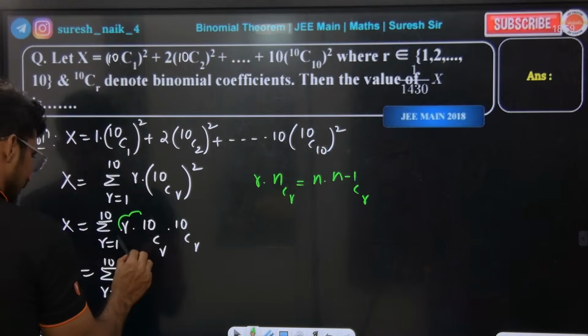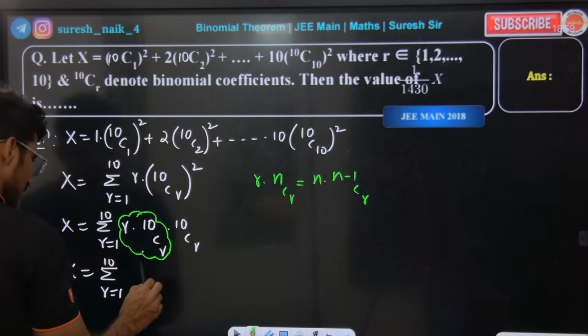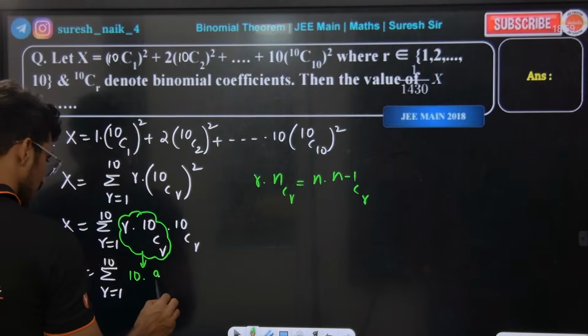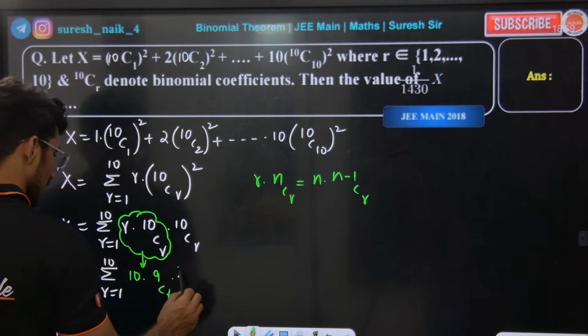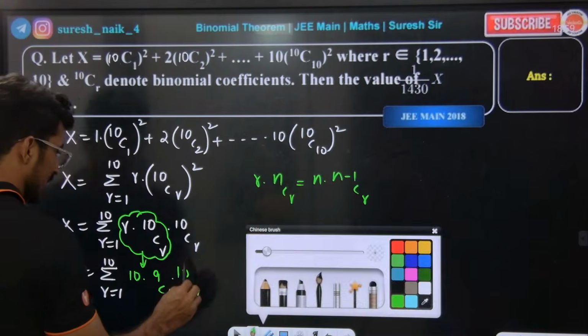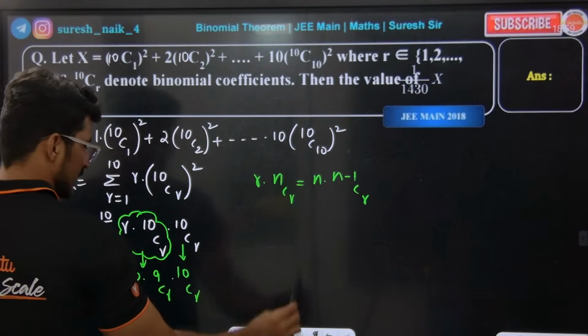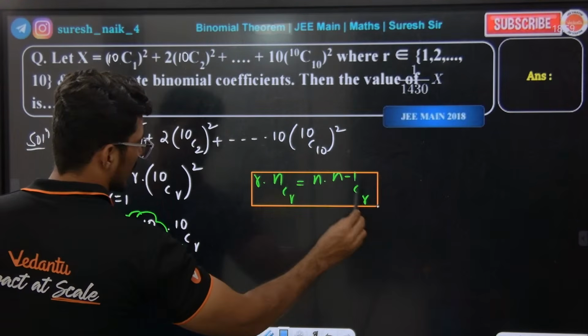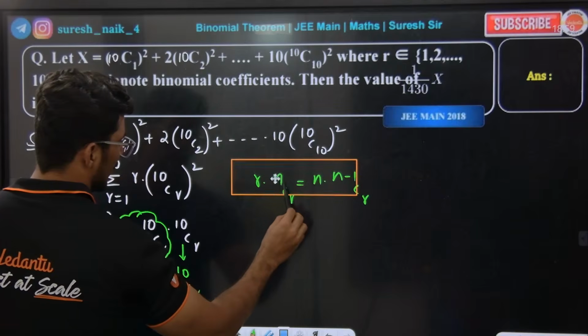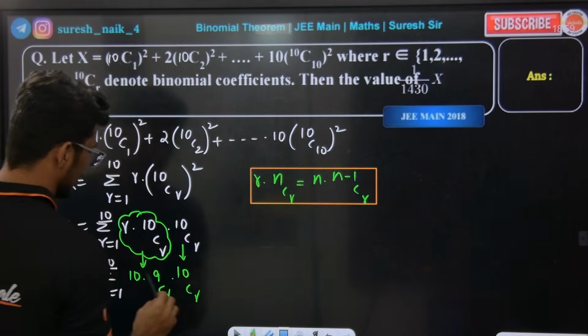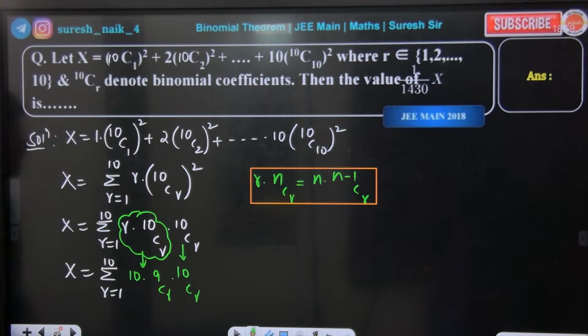Now in this place, can I write it as 10 into 9C(r minus 1)? Yes, you can write. This one is as it is. This is property number 4 here. Property number 4 I am using, and by using it we get this answer. Understood? Yes or no?